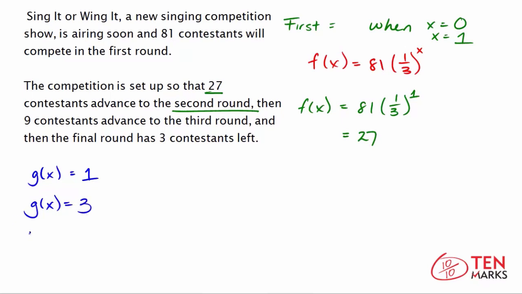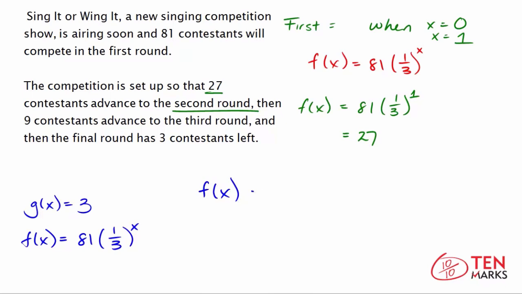So we have g of x equals 3, and we have f of x from up here in red, which is f of x equals 81 times 1/3 to the power of x. I'm going to erase this example. Okay, so we've got two functions, g of x equals 3, f of x equals 81 times 1/3 to the power of x. If 3 players dropped out, you'd want to subtract the function. So you would have f of x, which represents the number of players in any round, minus g of x, the number of players that are dropping out. So this will give us a new function, which we're going to call h of x.